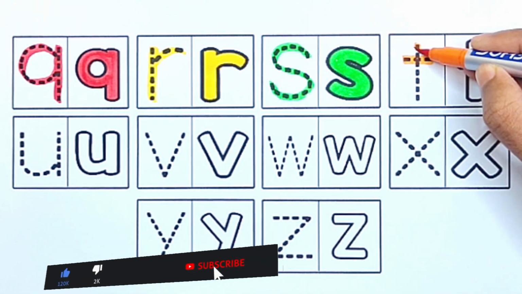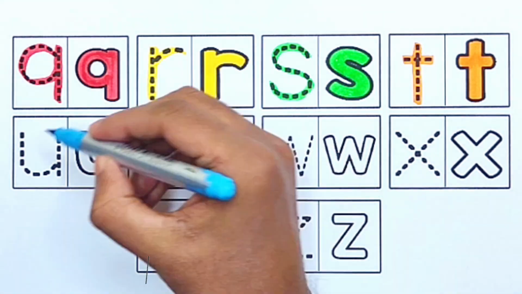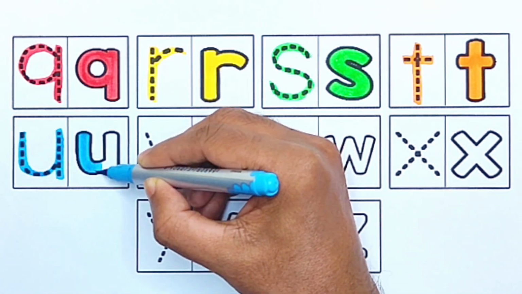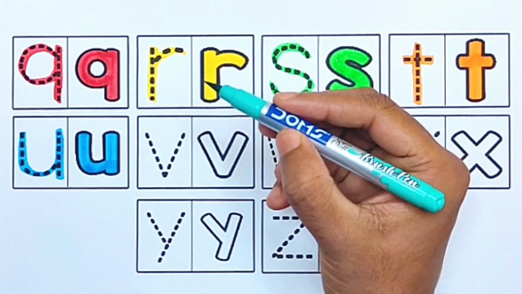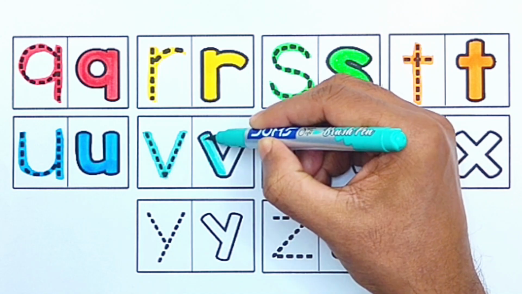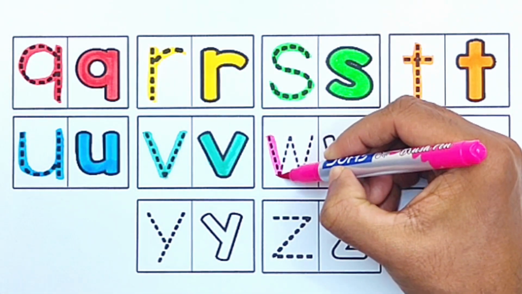Orange color. T for tomato. Sky blue color. U for umbrella. Green color. V for vest. Pink color.